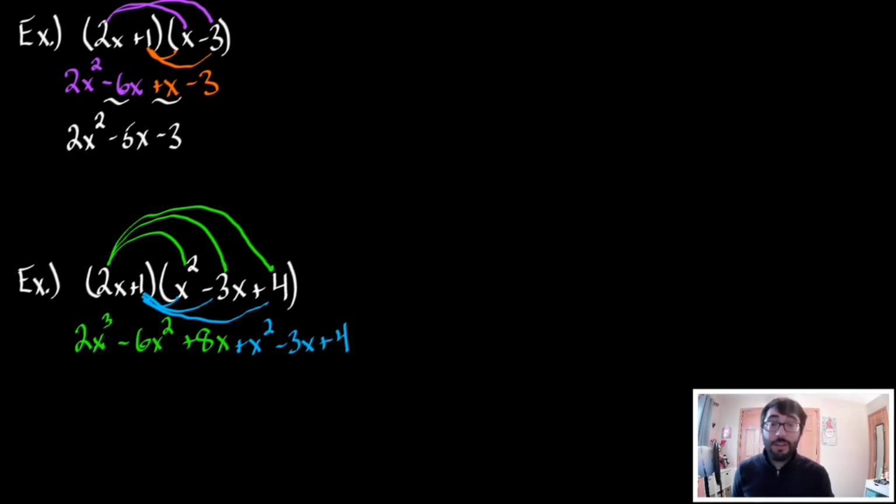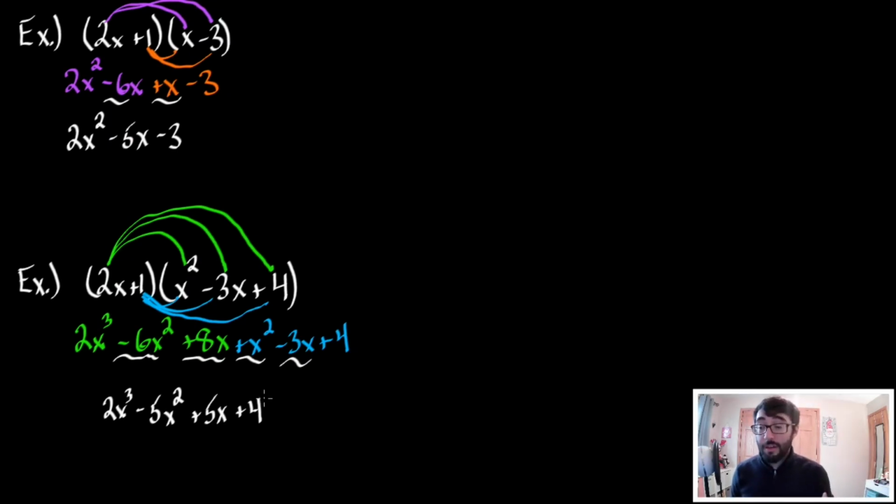And now, once again, we have like terms to combine. We do not have a like term for x cubed. 2x cubed is the only one of its kind, so we just bring it down. We do have like terms. We have negative 6x squared and positive 1x squared, so we would combine those to get negative 5x squared. We also have like terms with linear, okay? So we have an 8x and a negative 3x. That's going to get us a positive 5x. And then we do not have another like term for our constant of 4, so we just bring that down. And this would end up being our final answer.